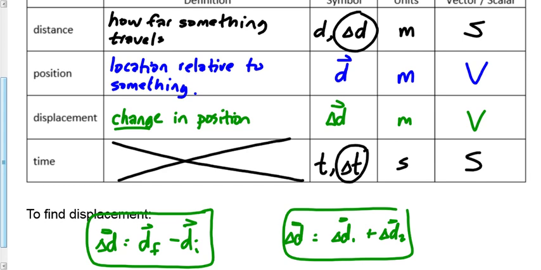So what you've got to do is decide what am I given? Am I given positions? Am I given locations? If I've got 2 locations, then you should subtract them. If I'm given 2 displacements, 2 changes in positions, then I'm going to add them.